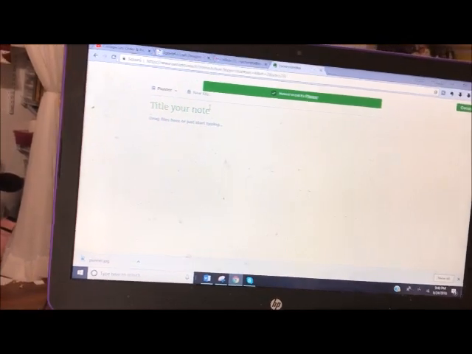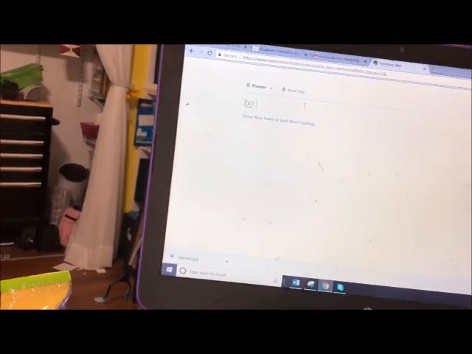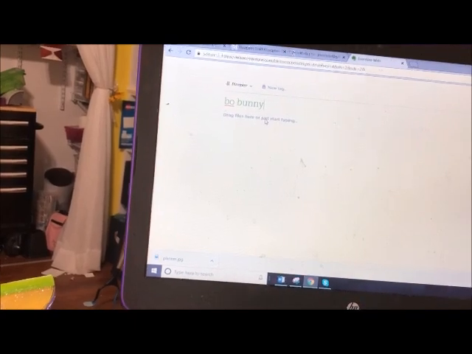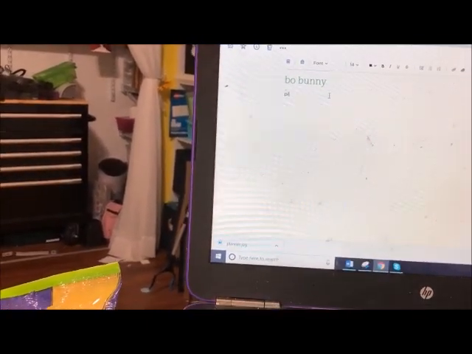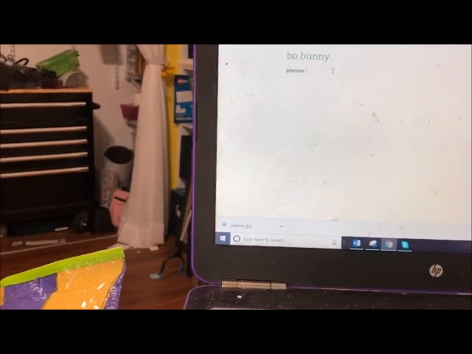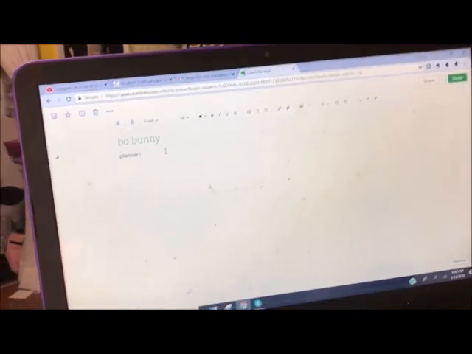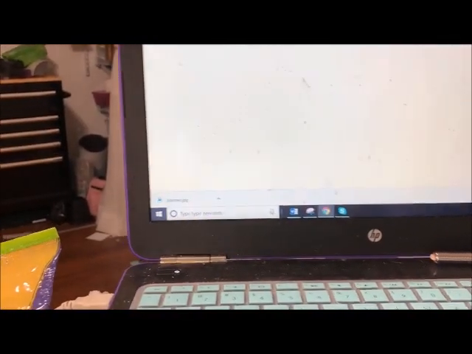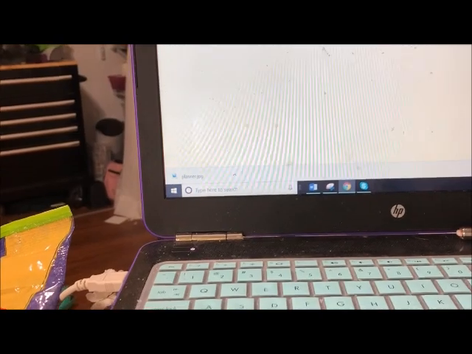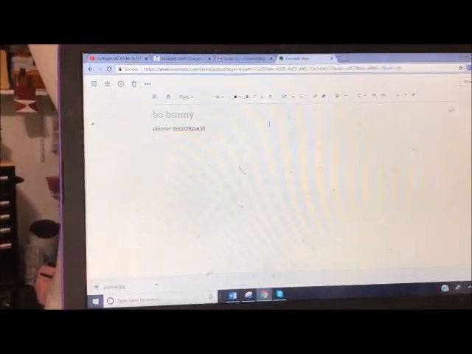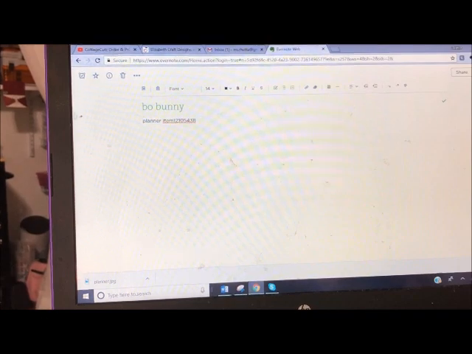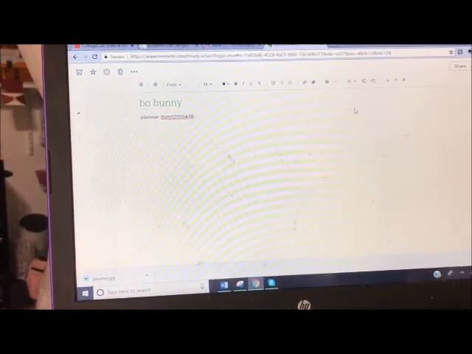We're going to give it a name. This one is Bow Bunny. And it's a planner. You can put any information you want here. If it's got a SKU number, you could possibly put that. If you are one of these people who like to keep up with how much you pay for something, you can do that. Okay, so far, it's looking good. And I'm going to go ahead and save this for right this second.